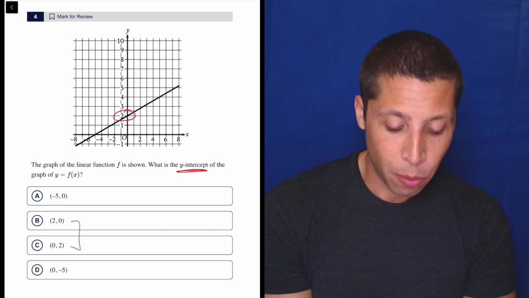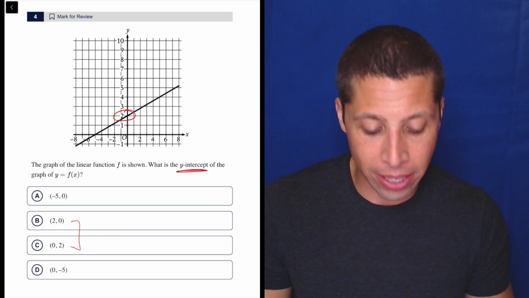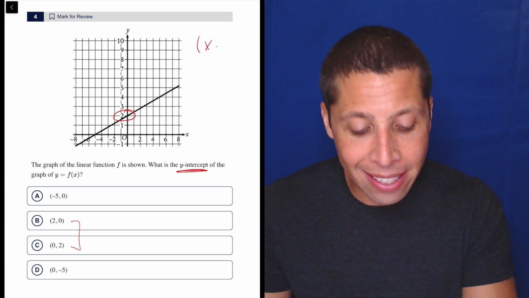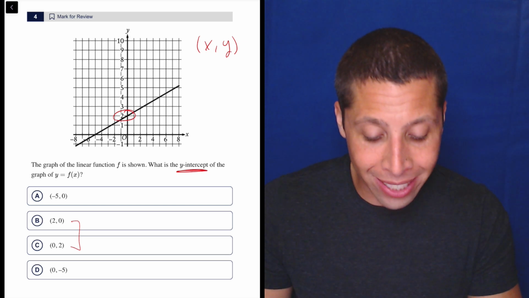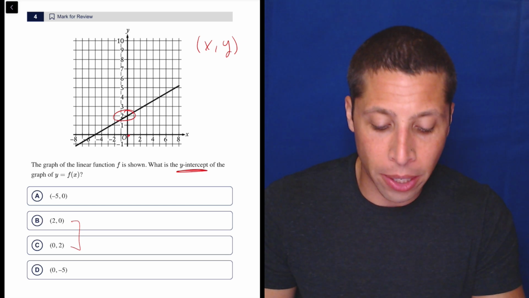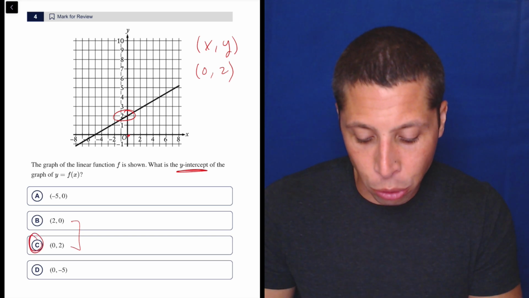Which one is it? Well, I hope you know your ABCs, because that's what a point is written as, right? It's always an x comma y coordinate. So what's the x coordinate? It's 0, right? We're at 0 here, and then we go up to 2. So (0, 2), and that is choice C.